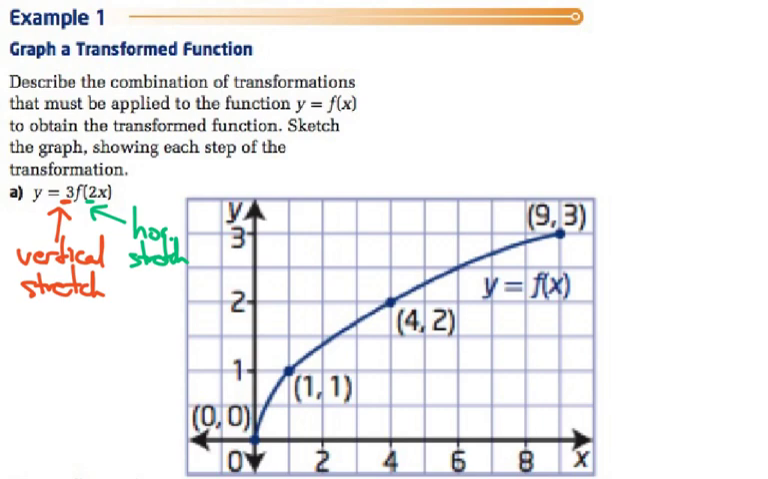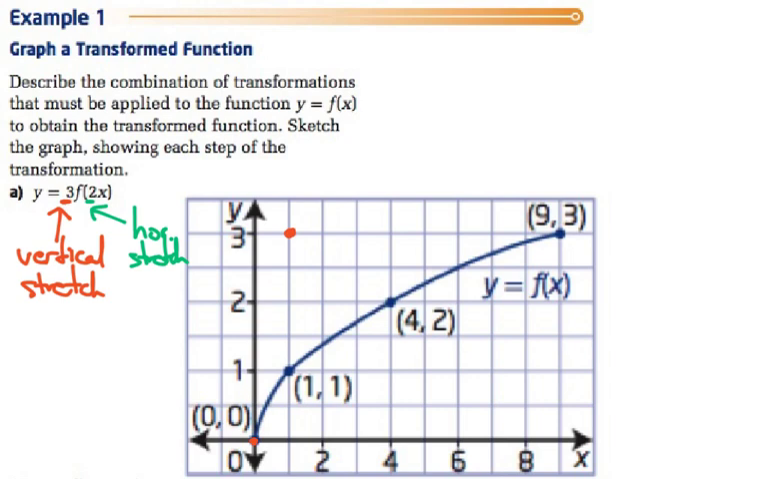So we have this first point at (0, 0), height of 0 multiplied by 3 would keep that point at 0. Second point at (1, 1), it's at a height of 1, multiply that by 3, now it's going to be up here at 3.